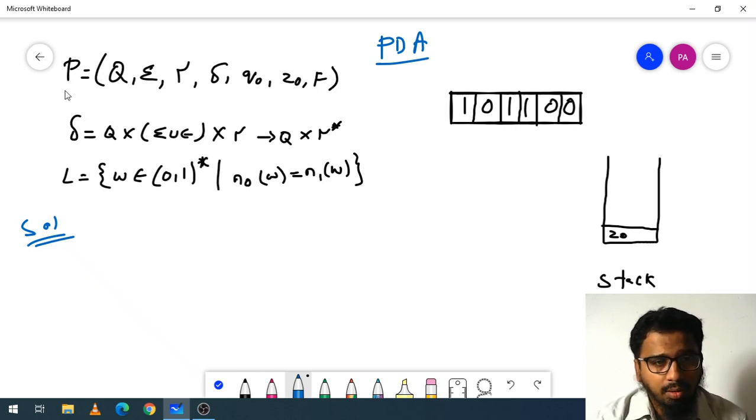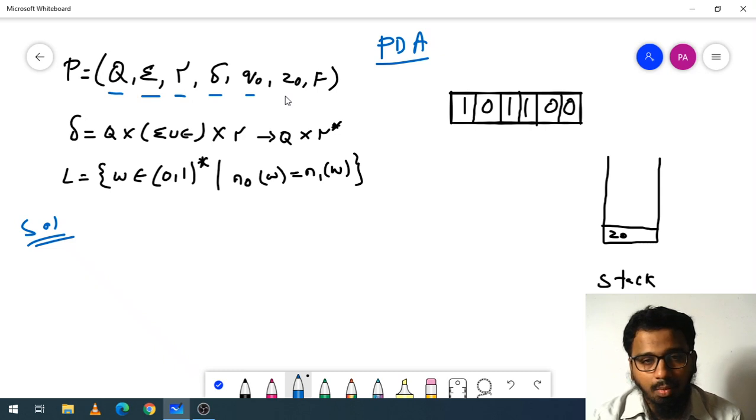As you know, the formal definition of PDA is Q, sigma, tau, delta (the transition), the initial state, the top of the stack initially, and the final state. These are the 7 tuples in a PDA, as we already discussed in the previous classes.